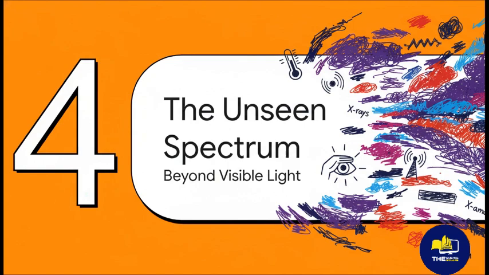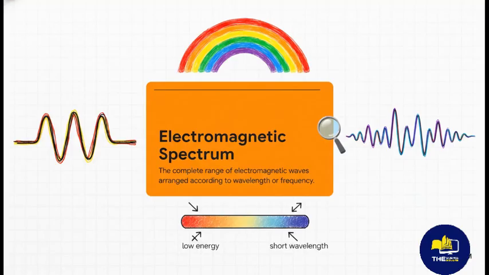So let's zoom out and take a look at the unseen spectrum. What we call light is really just one specific type of electromagnetic wave. The complete range of all these waves, from giant radio waves to tiny gamma rays, is called the electromagnetic spectrum. They're all fundamentally the same stuff, just vibrating at different wavelengths and carrying different amounts of energy.